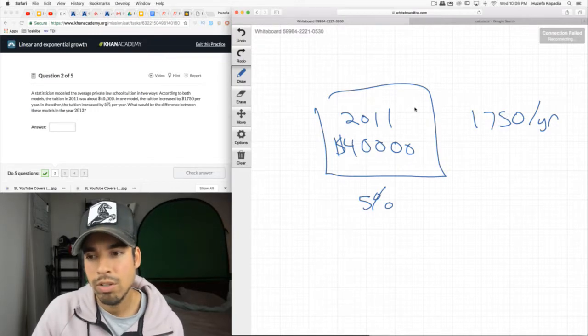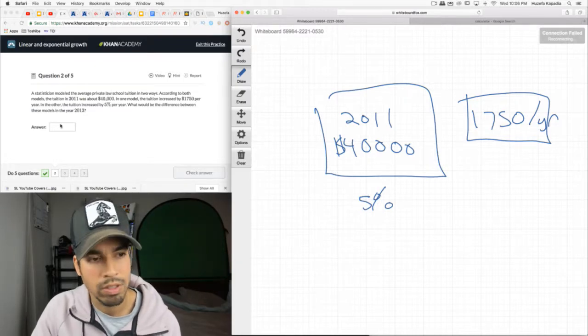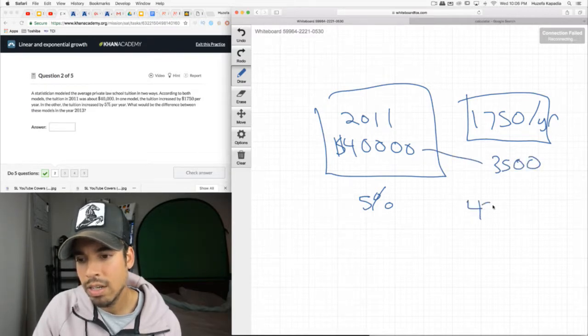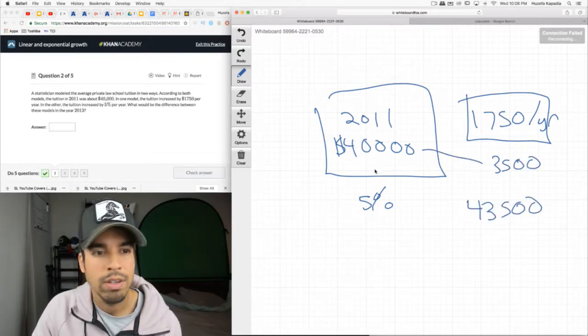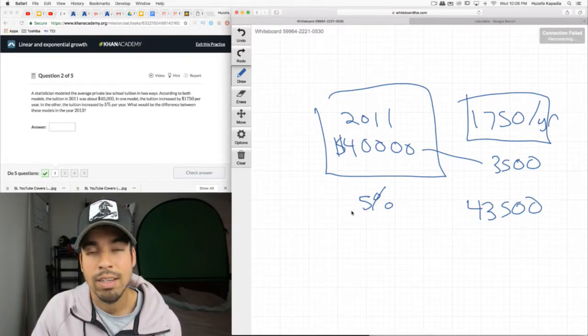Okay, so 2013, clearly, this way is really easy, right? It's 2 years, so it's 2 times 1,750. You can use a calculator, but 2 times that is just 3,500. 3,500 plus that is 43,500. Now we probably use a calculator for the 5% because this is compound.